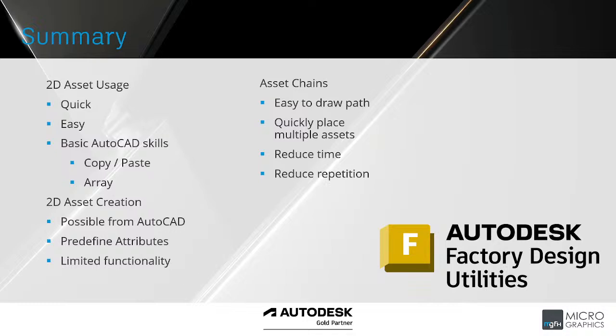And I don't have it here, but the best of all is if you already have those paths drawn in, even if they're not polylines, you can quickly convert them to polylines and then assign the asset to that polyline. So you can use existing geometry quite quickly and easily.